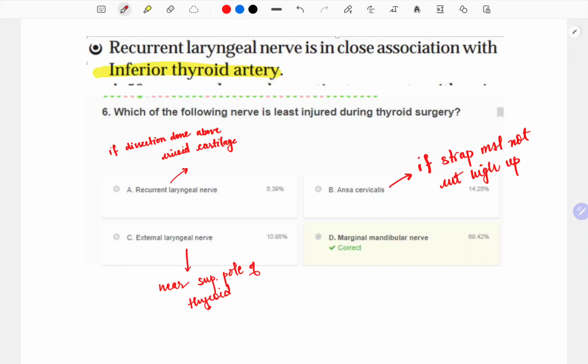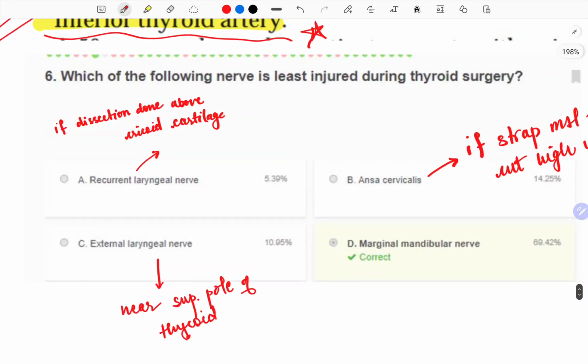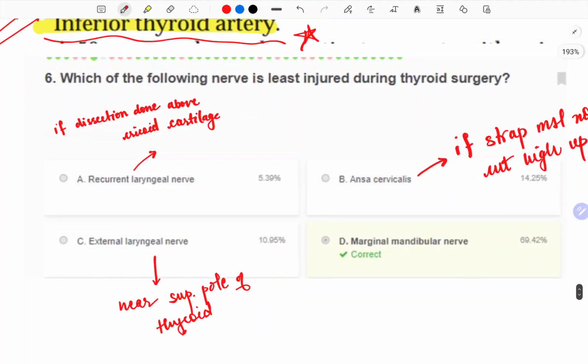Now next question, the recurrent laryngeal nerve is in close association with inferior thyroid artery. You might be knowing about the anatomy, so just revise from that. Which of the following nerve is least injured during the thyroid surgery? See, if it is not visible properly, then I'll read out that the first option they gave is a recurrent laryngeal nerve, so they're asking least injured.